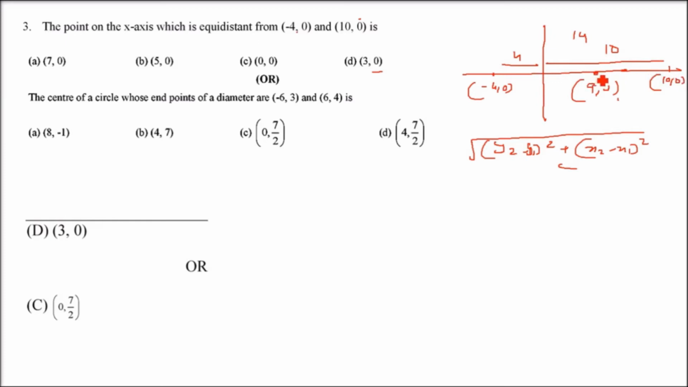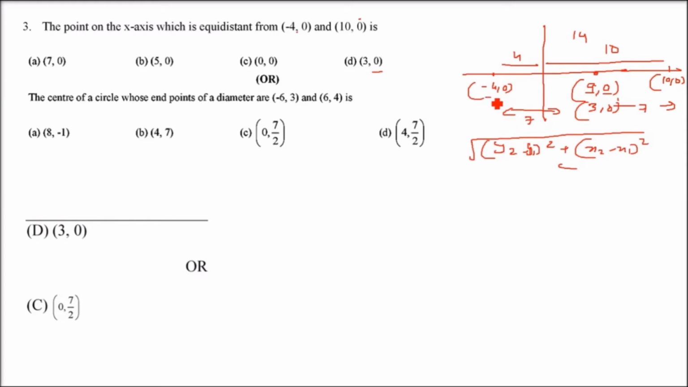So it has to be 7 units from left and right. So it has to be 3, 0. How? Because 3 and 10 have a distance of 7, and minus 4 and 3, the distance between them is 7. Or you can do what?